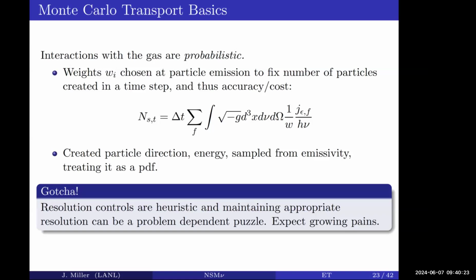However, as the physics changes, the emissivity changes, so you can't just keep the weight fixed. So changing the weight as the physics changes, so that the simulation always produces the right number of particles, and you keep, on average, a constant number of particles in your calculation, is a dynamic resolution control you have to implement, and it's rather heuristic. It's not like a recipe. Think of it like resolution controls in AMR. You have to think carefully about how you want this to behave given your problem.